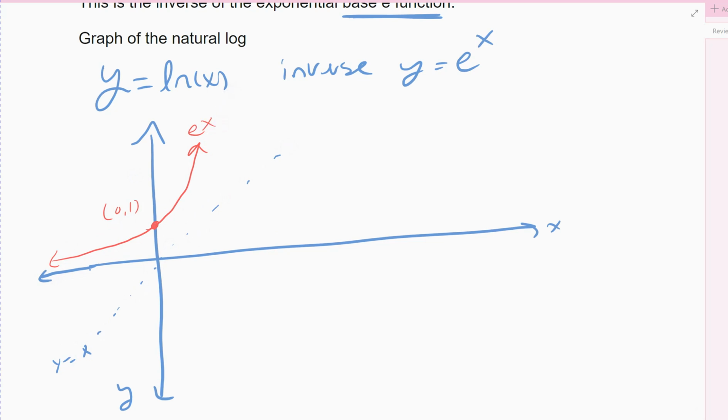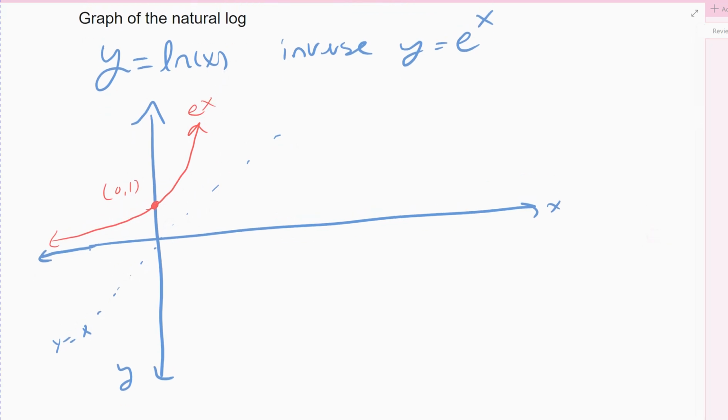Well, the natural log is the flip of that. Remember, to be an inverse, we flip the x and the y, which means y equals the natural log of x is true if e to the y equals x. So we flip x and y, and we get this expression down here. The point (0, 1) becomes (1, 0).